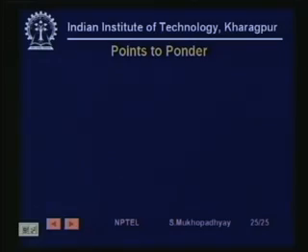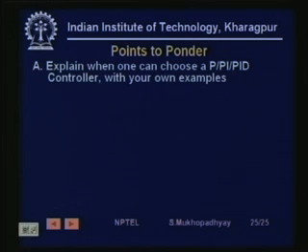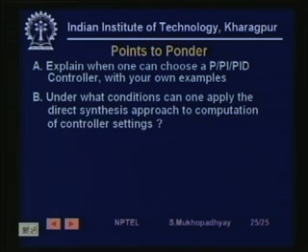So some of the points to ponder for you is that you can try to find out in what situations P, PI and PID controllers are to be used. All the answers are in this lecture only, and you can try to find out your own examples of processes. And then under what conditions one can apply a direct synthesis procedure, let us say in your application processes, whether you can apply or not, or if you can apply, why you can apply or why you cannot apply, all these things.